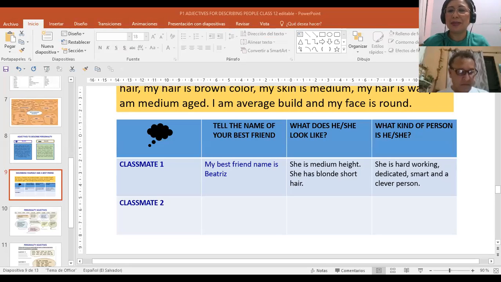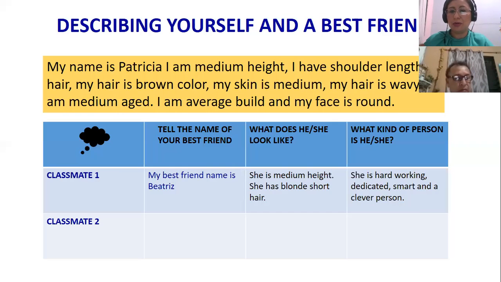Okay, my dears, welcome back. People are coming back from the practice. So we are going to have a couple of volunteers to share the description about their classmates or friends or colleagues. Okay, so let me just show you this. And I would like to see people come back.